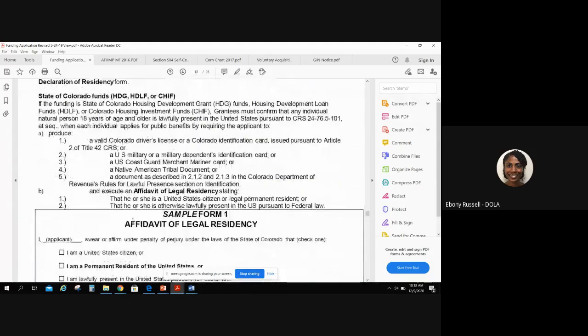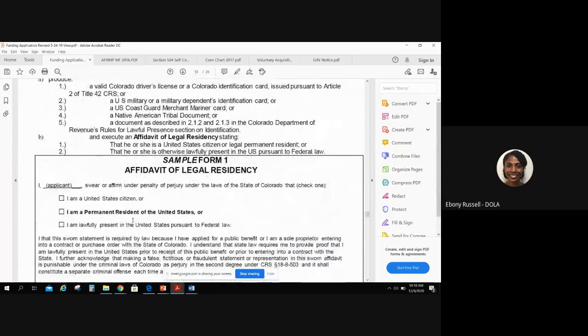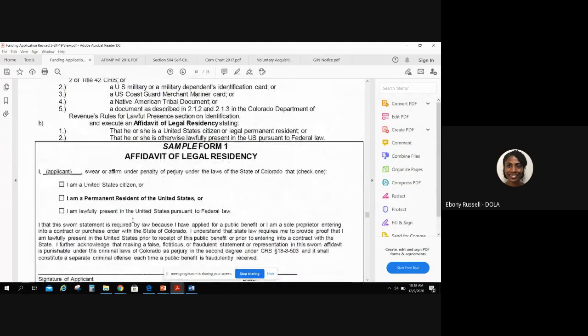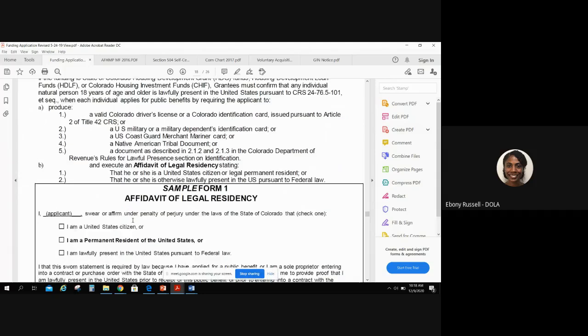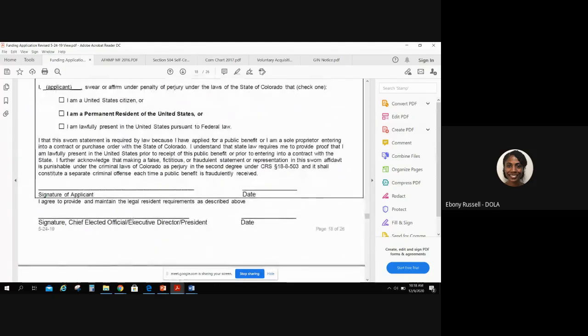There's an immigration policy here. All DOH funded projects have to have an affidavit of legal residency for all participants in the project. So all residents must have this form in the file, and this is a form stating that you will make sure that that's there.